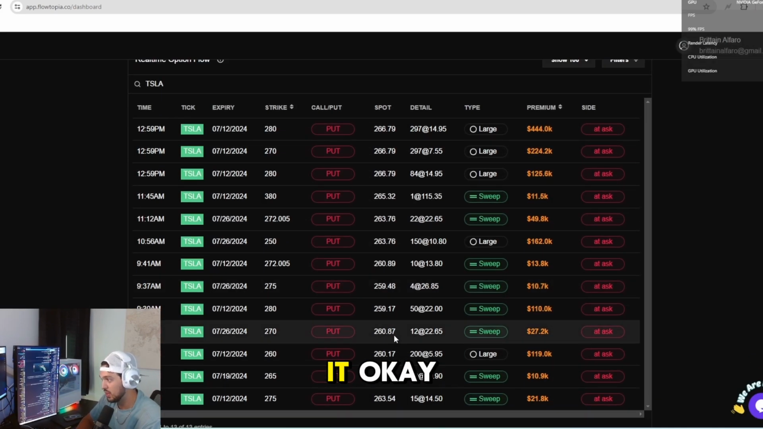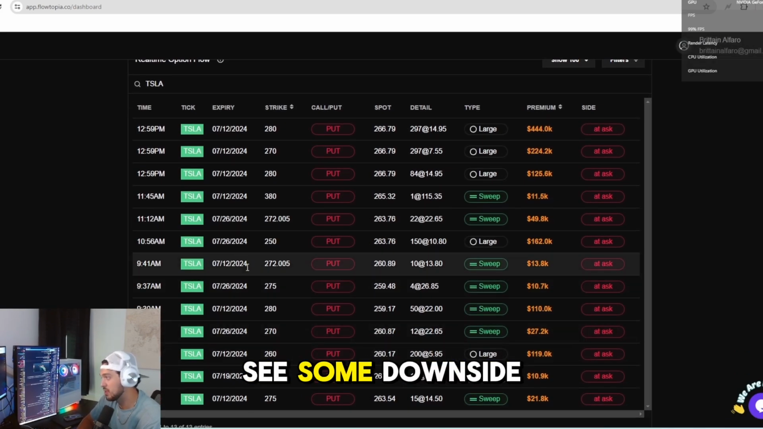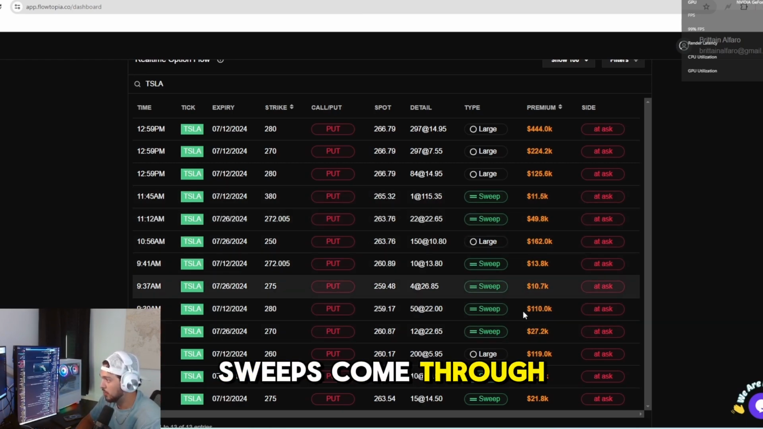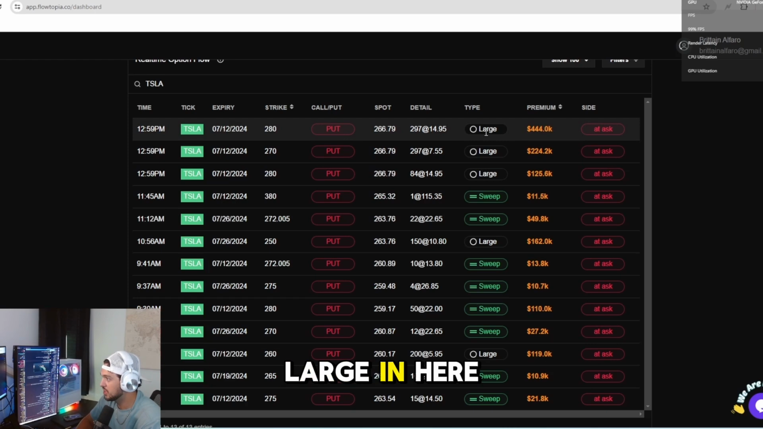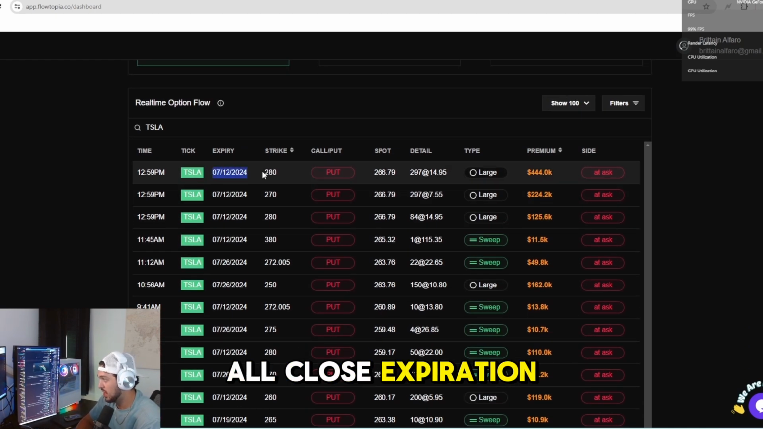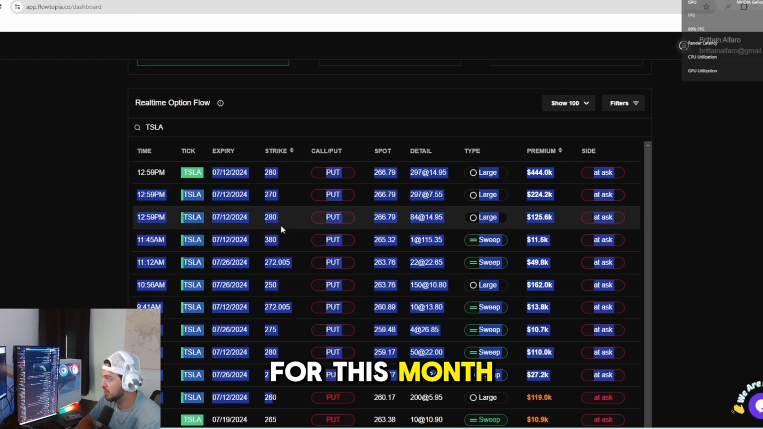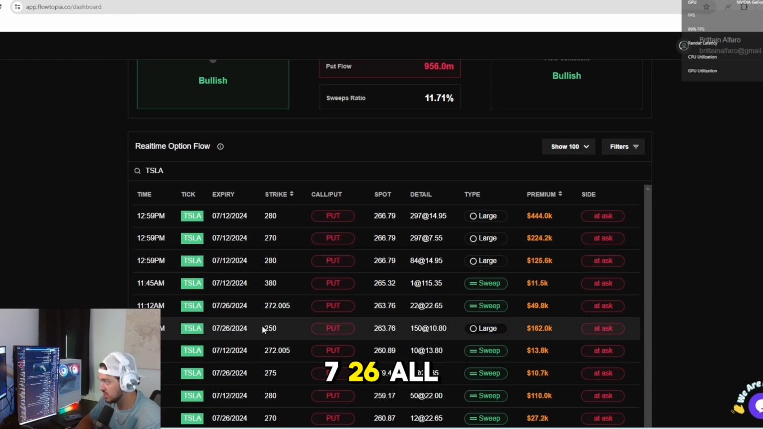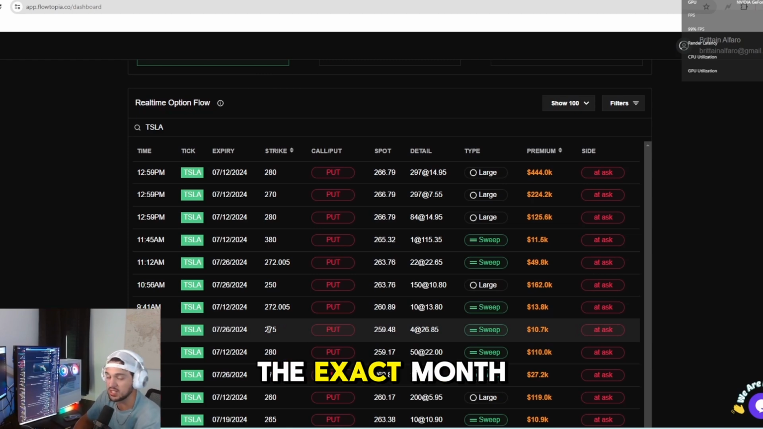Filter it. Okay, so we got some people wanting to see some downside move of Tesla. We got some sweeps come through. We got a large in here, a few larges, and these are all close expiration because I did it for this month. As you can see, 7/12, 7/12, 7/12, 7/12, 7/26, all this month, right? So it shows you the exact month when you filter it for this month, obviously.